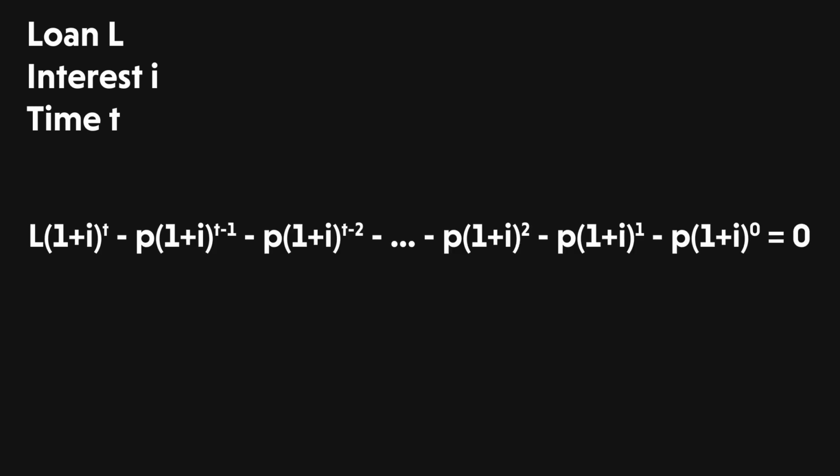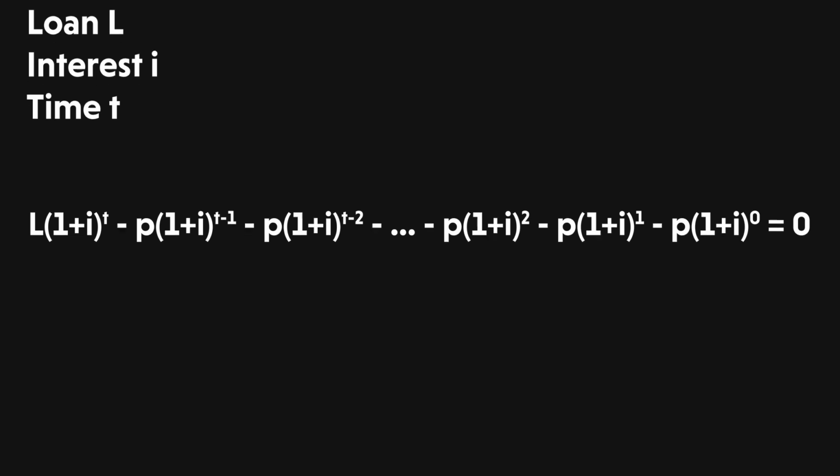Let's solve how much we would pay on a loan L with interest I for T timely payments. Well, it would look something like this. This means the loan grows T times. Your first payment would grow T minus 1 times. Your second payment would grow T minus 2 times, and this goes on until the final payment is made. Now, we add a 0, since these payments should make you debt-free at the end.